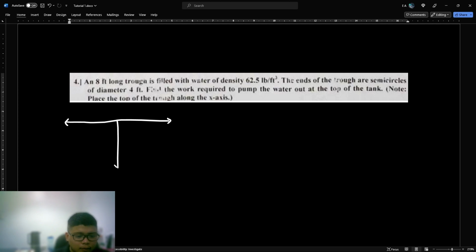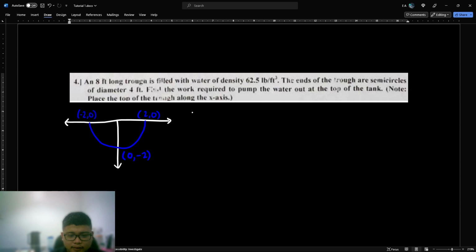Let's take this as the y-axis. Now for ease, we could use something like this. This is our trough. This is a diameter of 4, so this must be negative 2, 0 and 2, 0. So this would be 0, negative 2. For ease, we're going to make this look symmetric.